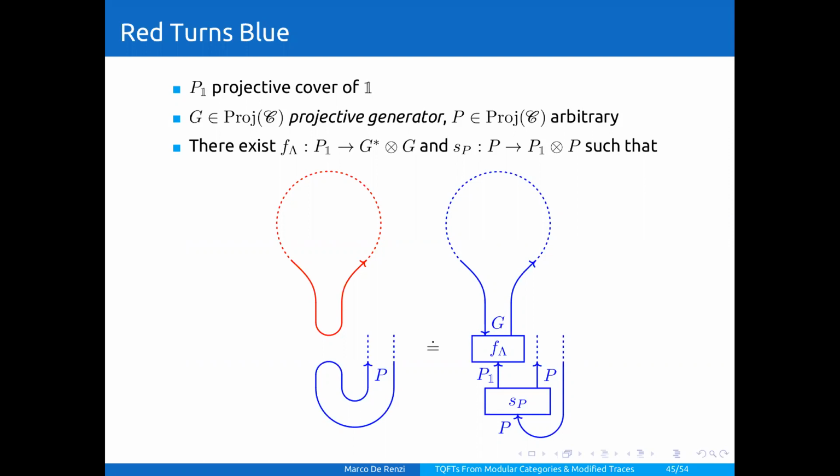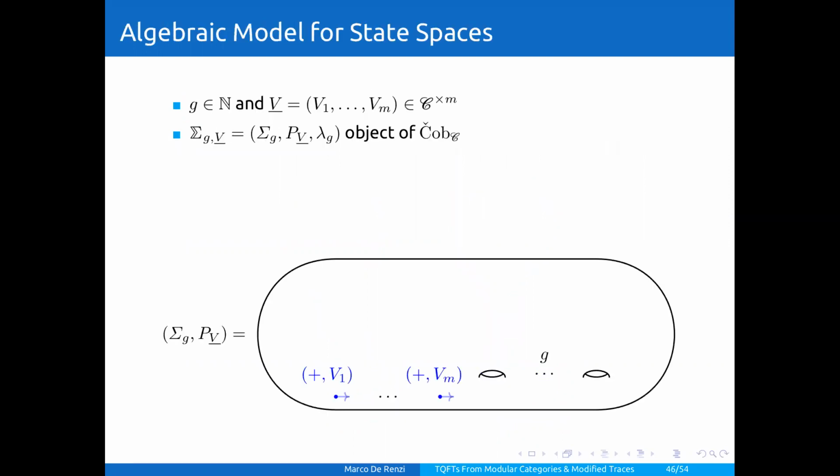So now I hope I have enough time because I'm running a little late, but I would like first to tell you what is an explicit model for state spaces of this TQFT. And it is easier to do this in the contravariant version of the theory, so for the functor v prime.